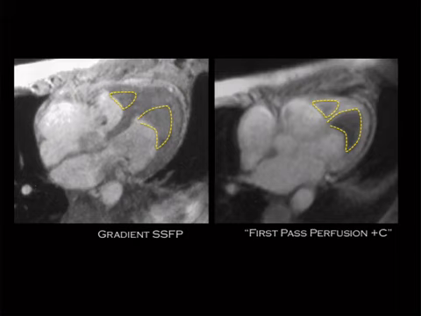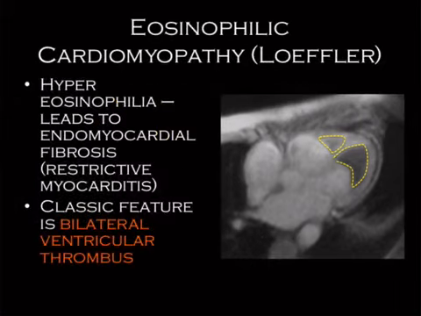So what causes biventricular thrombus? Classically, there's one thing that does it. It's eosinophilic cardiomyopathy, or Loeffler's. And it's basically eosinophil infiltration, which causes fibrosis of the myocardium. It's a form of restrictive cardiomyopathy, and bilateral ventricular thrombus is the only thing you need to know about it.